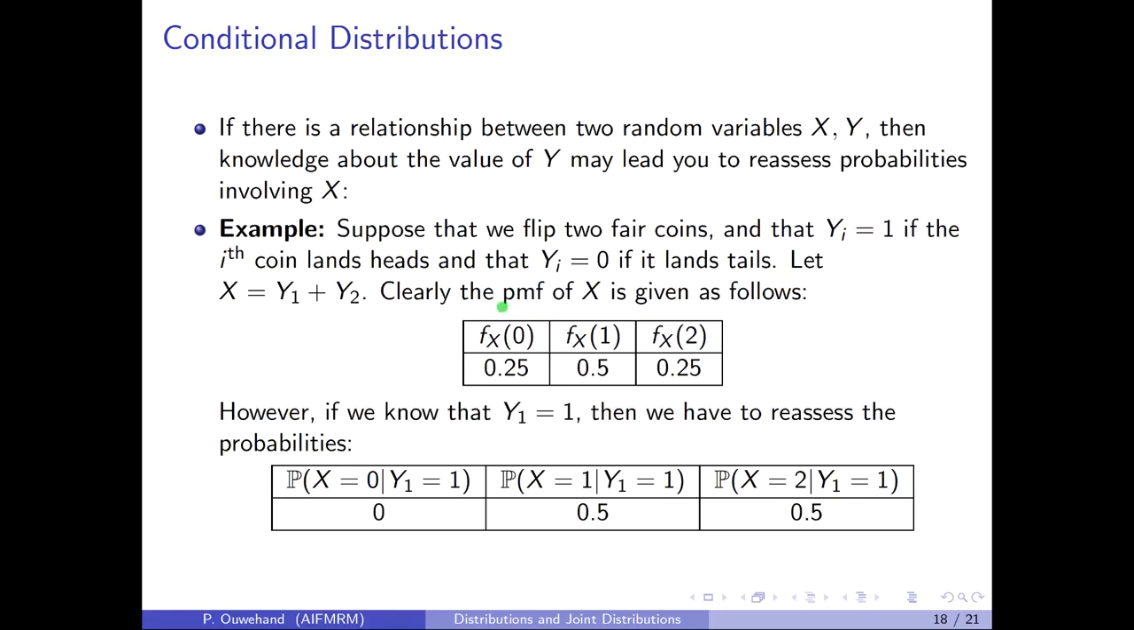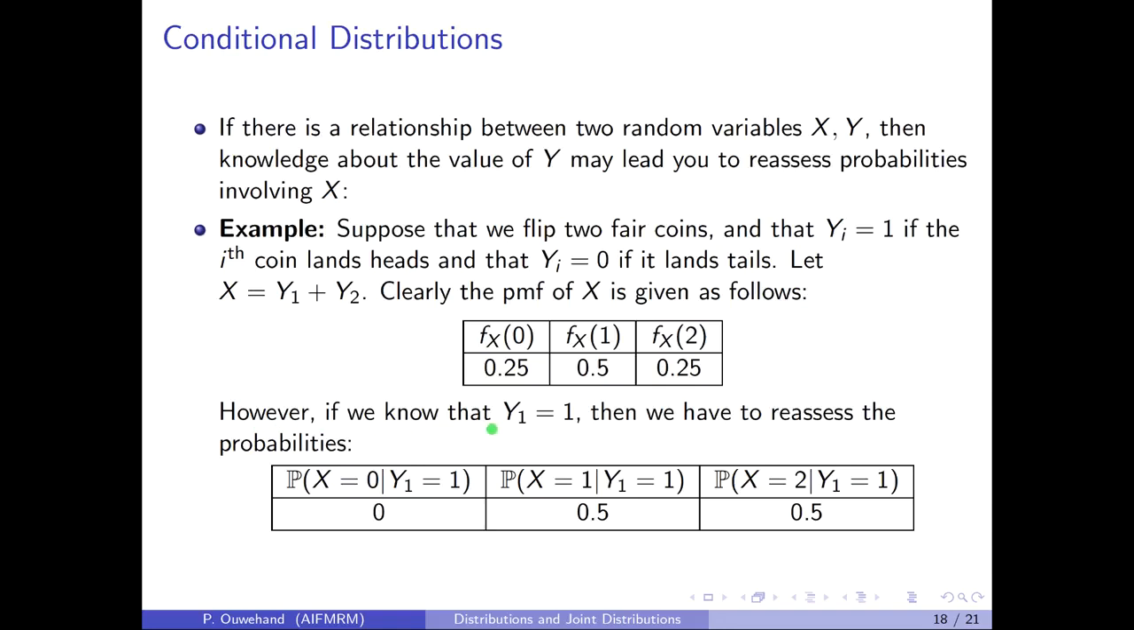In that case, the probability mass function of x is as follows. The probability that x is equal to 0 is the probability that both coins land tails, which is a half times a half, which is 0.25. In the same way, the probability that x is equal to 1 is the probability that exactly one of the two coins lands heads and the other tails, and that is 0.5, and the probability that x is equal to 2 is 0.25 also.